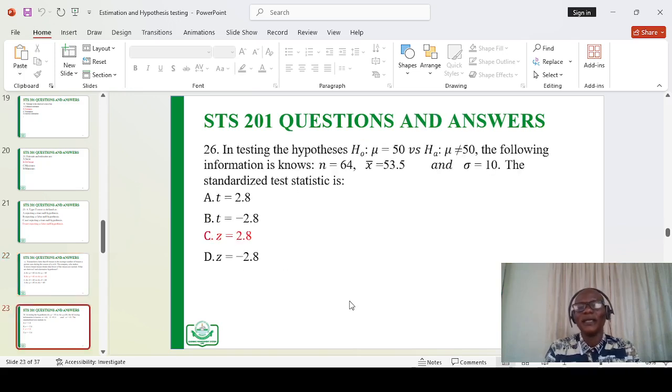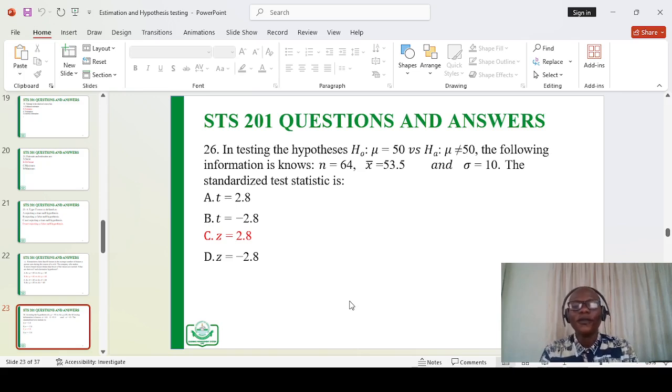In testing the hypothesis H naught, mu equal to 50 versus mu is not equal to 50, the following information is known. We have the sample size equal to 64, the sample mean equal to 53.5 and the standard deviation equal to 10. So the standardized test statistic is what?